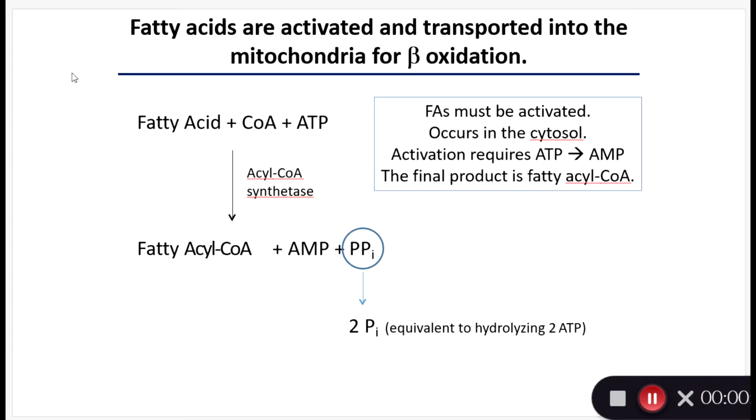Fatty acids have to be activated and transported to the mitochondria for beta oxidation. And so the site of beta oxidation is the mitochondria. And many different tissues in the body can do beta oxidation. So fatty acid activation occurs in the cytosol. When fatty acids are absorbed by the cell, they have to be activated by binding to a coenzyme A molecule. Remember, a fatty acid is not a high energy molecule.